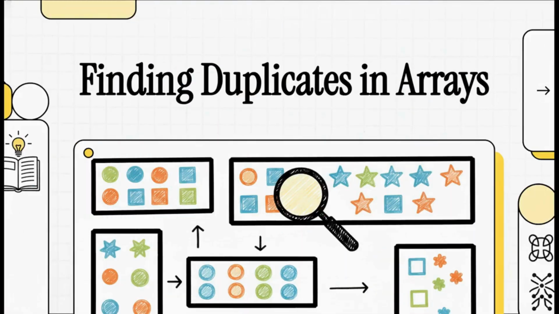Have you ever wondered how your phone merges duplicate contacts so quickly? Or how massive databases prevent duplicate user accounts from literally crashing their entire system?